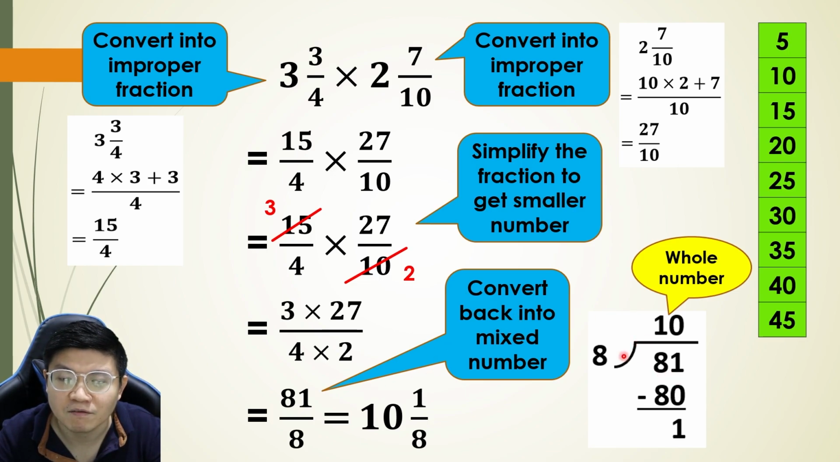Therefore, 81 divided by 8, okay, 10 and remainder 1, right? So the 10 will be the whole number and remainder 1 over 8.